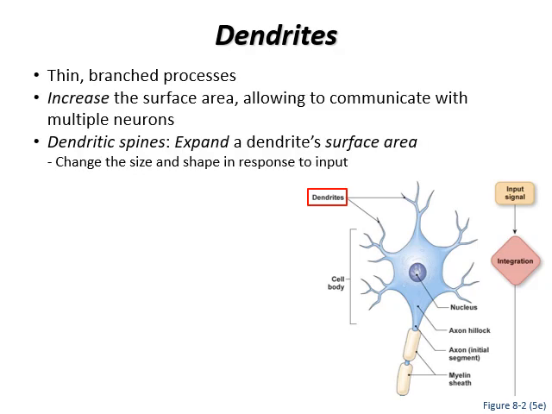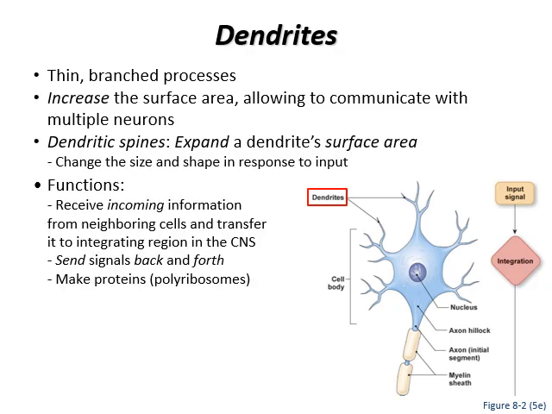So here are the dendrites. Again, we've already discussed that this is the receiving or input end of the neuron. It gives the neuron lots more space and surface area to receive information, receiving that incoming information from neighboring cells.